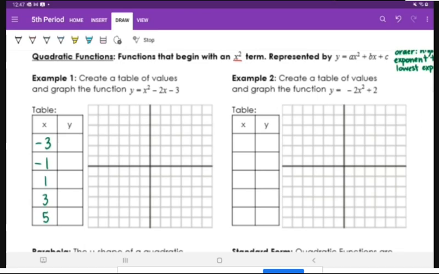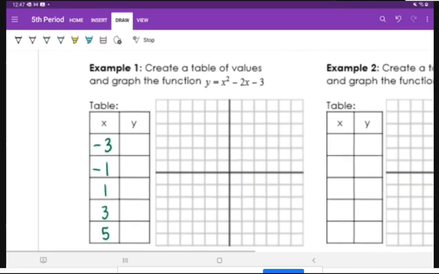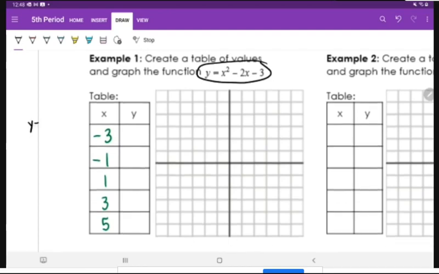And then what do we do with these? We have to now find our y values. So take your function, y equals x squared minus 2x minus 3, and we're going to go down this list and plug the x value in to figure out what the y value would be. So for the first one, we would have y equals (-3) squared minus 2 times (-3), and then minus 3.